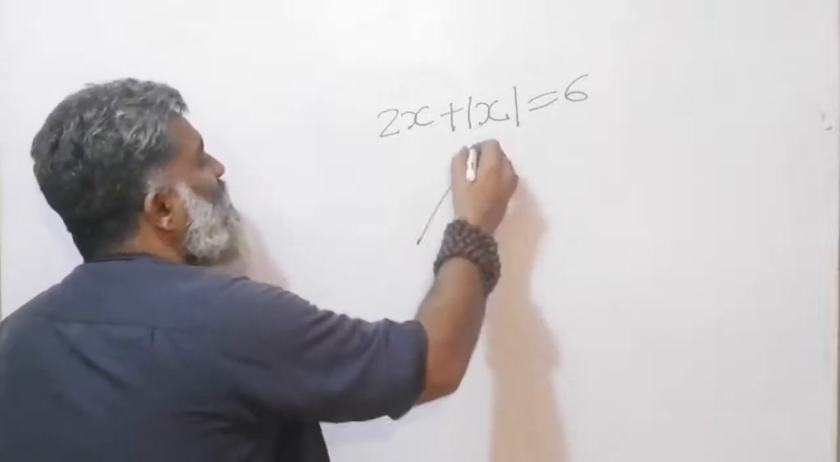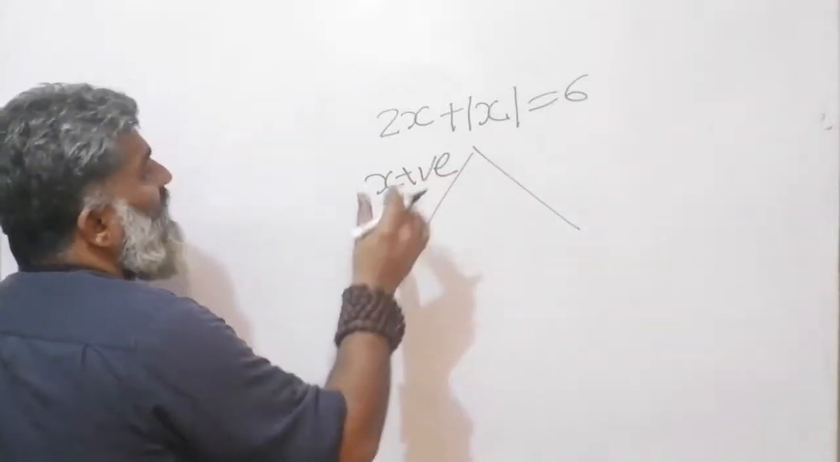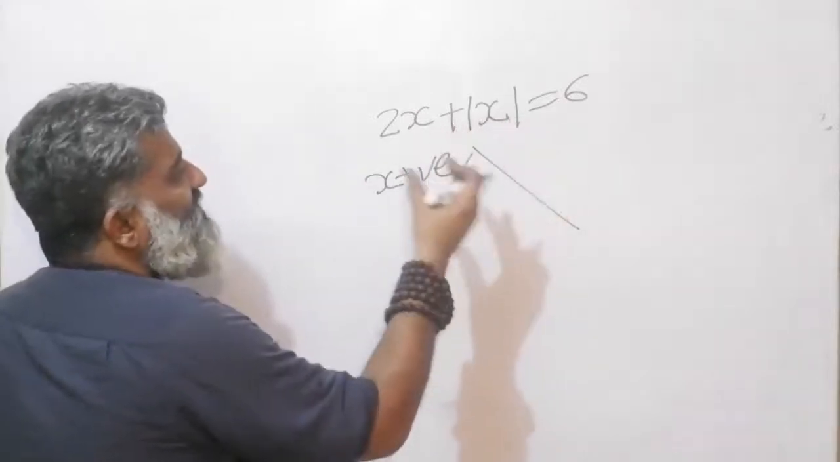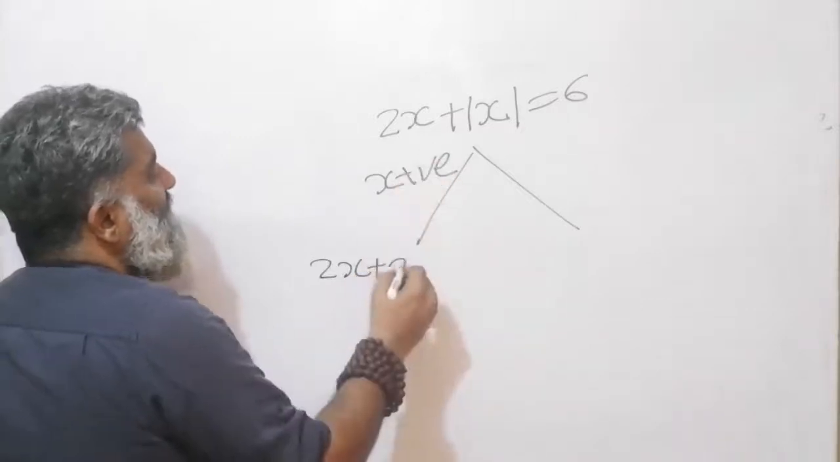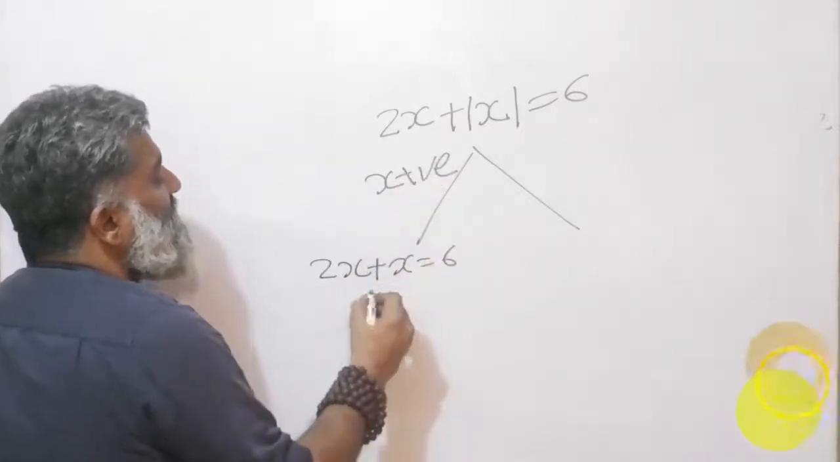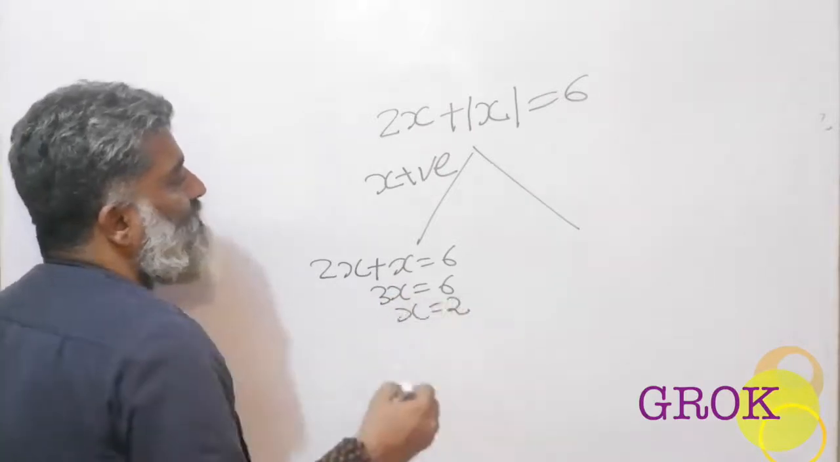So again, two storylines. One is x is positive. In that case, mod of x is just equal to x. So just copy the equation, 2x plus x is equal to 6. This becomes a 3x, 3x is equal to 6, x is equal to 2.